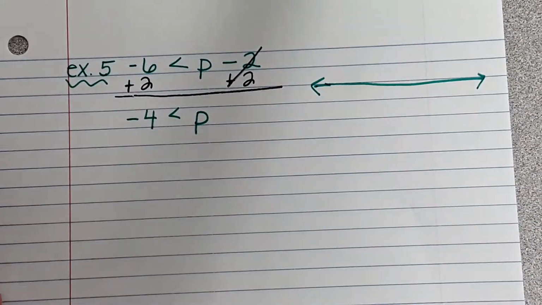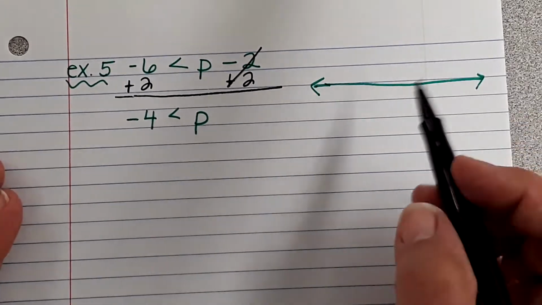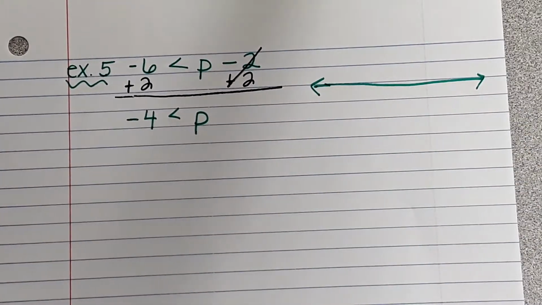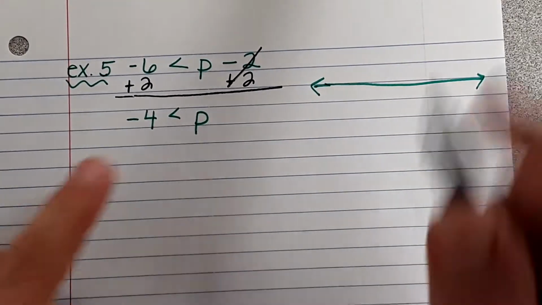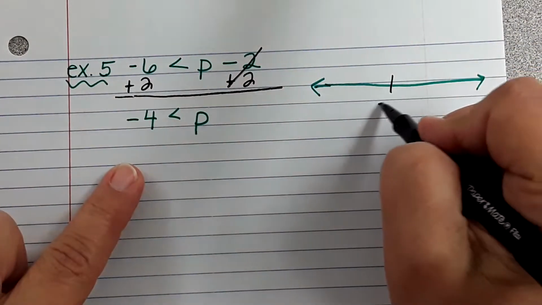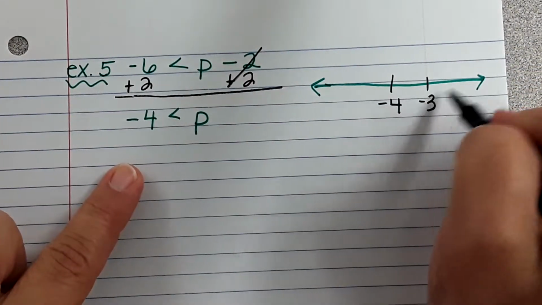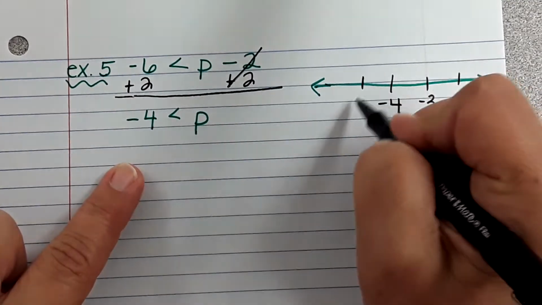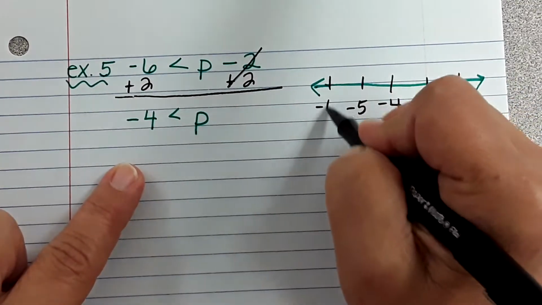Now, remember what I said. The variable has to be on the left-hand side. The variable is not on the left-hand side. So, there's two things that you can think about. Know that I'm still going to put -4 in the middle. This would be -3. This would be -2. This is -5. And this is -6.